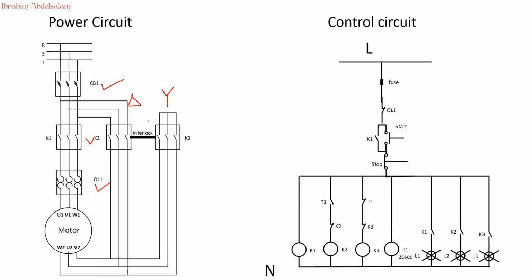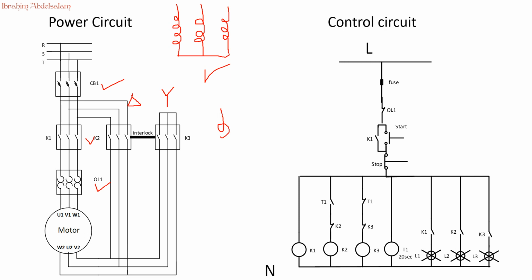Let's see the job of contactor 3. This is our three-phase winding of our induction motor. If I want to connect this winding in star formation, I just short the ends of the three windings. W2, U2, V2 are shorted once contactor 3 is activated. So clear, no problem.